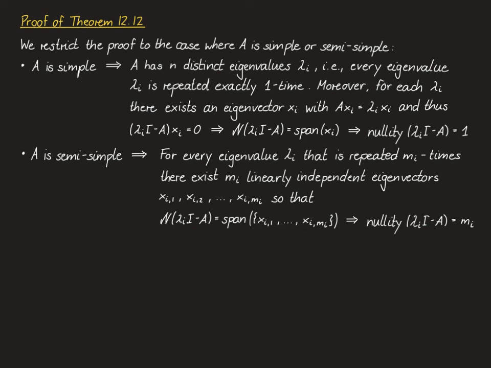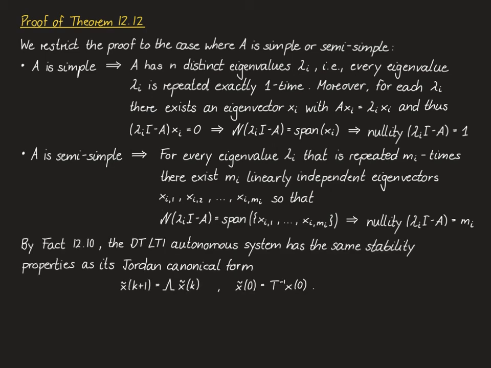What you can see from this is that basically all of the cases mentioned in Theorem 12.12 can appear, except for the last case in part C, where an eigenvalue is repeated m_i times, but the nullity of the matrix lambda_i times identity minus A is less than m_i.